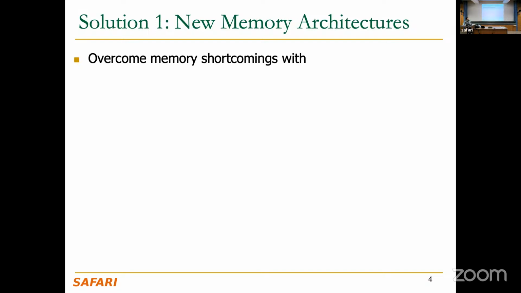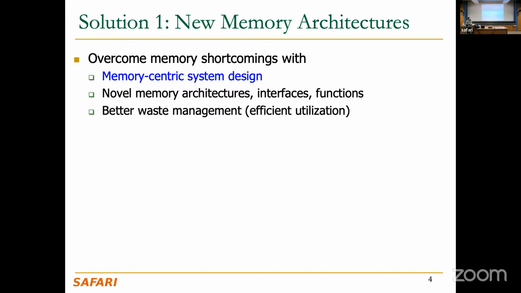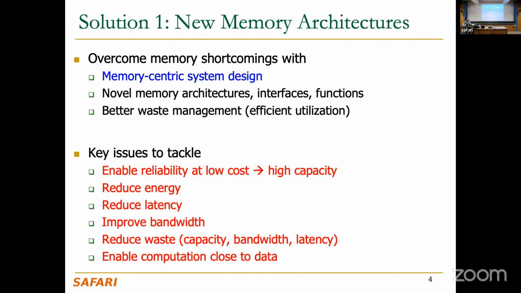To overcome these shortcomings, there has been a lot of work in this area, such as memory-centric system design and novel memory architectures, interfaces and functions. The key issues now being focused on are enabling reliability at a low cost, providing higher capacity, reducing energy and latency, improving bandwidth, and reducing waste such as capacity waste, bandwidth waste, and latency waste, and enabling computation close to data.